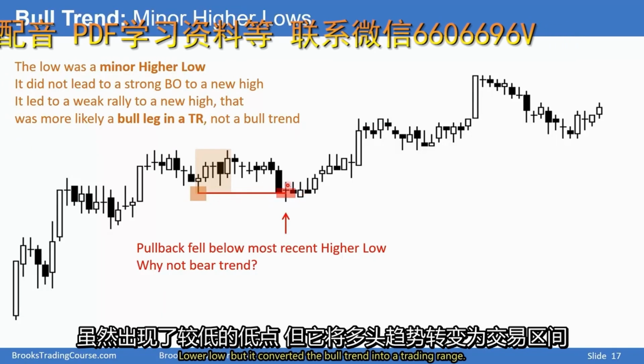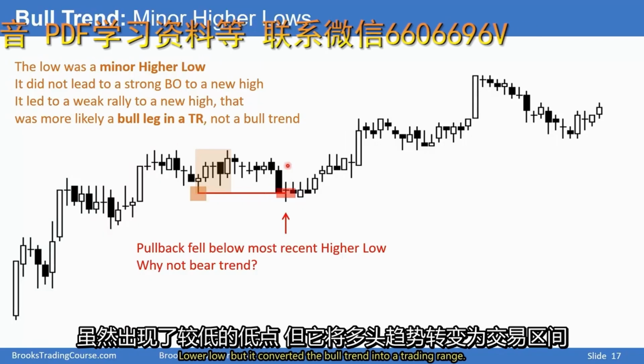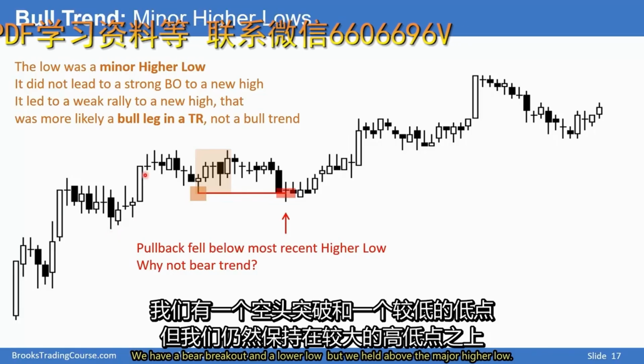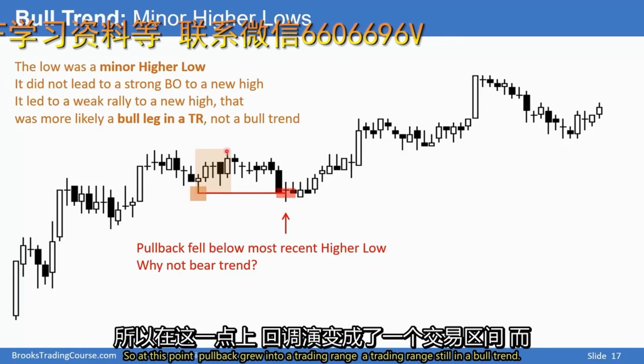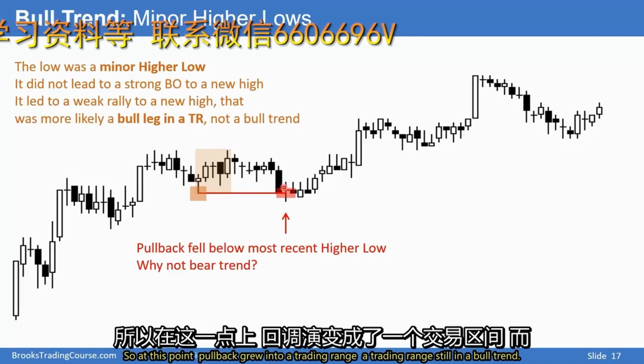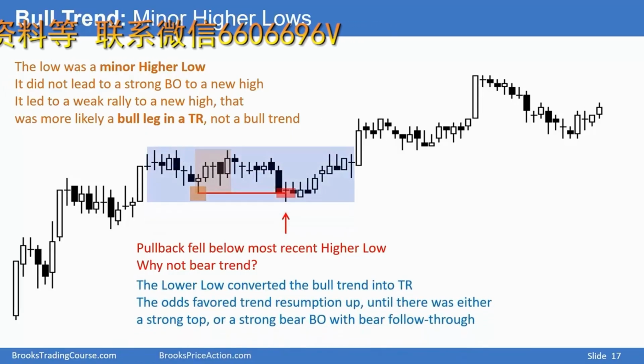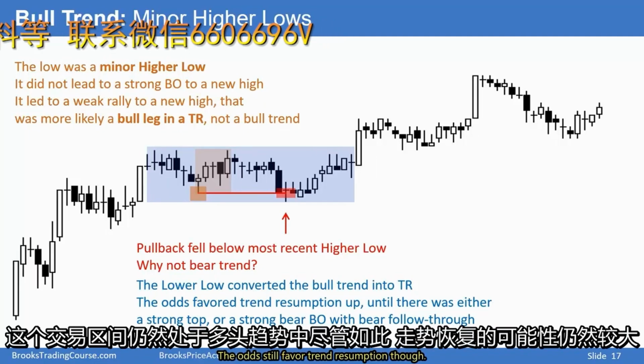Lower low, but it converted the bull trend into a trading range. We have a bear breakout and a lower low, but we held above the major higher low. So at this point, pullback grew into a trading range still in a bull trend. The odds still favor trend resumption up.